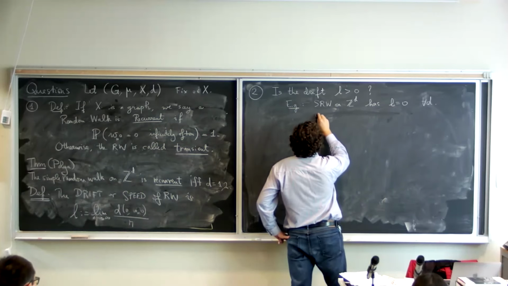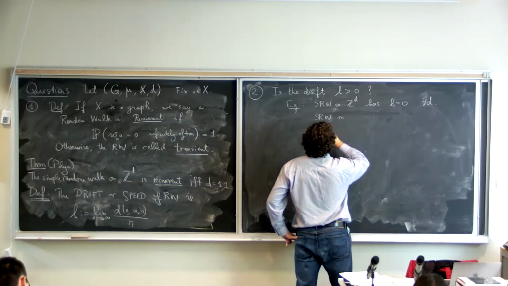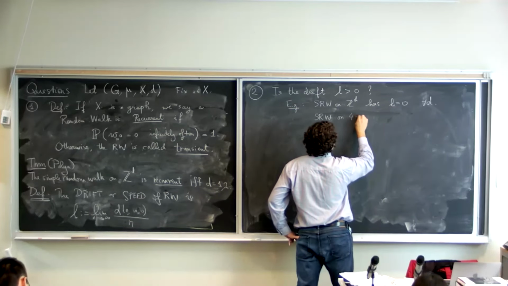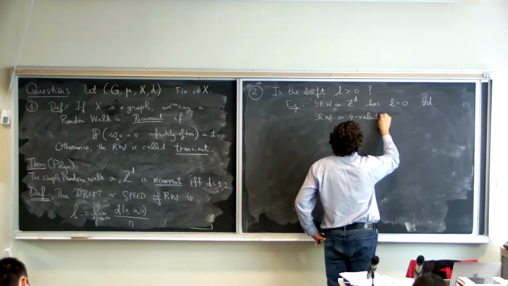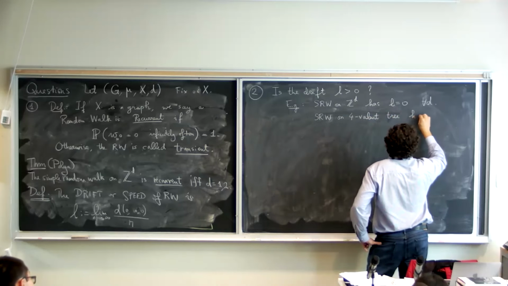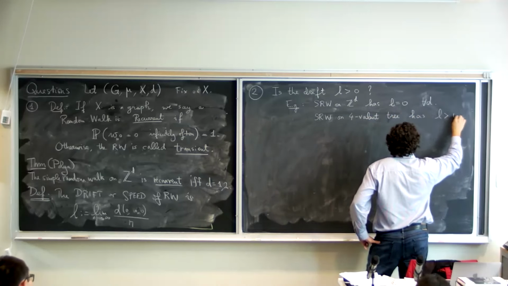But a simple random walk on a four-valent tree has positive drift.